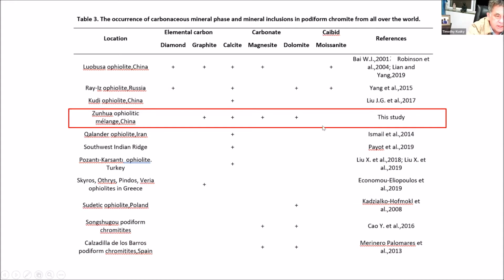Okay. So where do we find these kinds of carbonaceous mineral inclusions all over the world? This is the one we're looking at here, but all these other ophiolites over here, Luobusa is very well studied, Ray-Iz in Russia, Pozanti in Turkey, and all these other ones over here. They have carbonaceous inclusions. So inclusions in ophiolites and podiform chromites are telling us something about the carbon cycle on Earth. And some of them have yielded diamonds, particularly Luobusa. And we're finding amorphous carbon in the Archean. And we're just starting a more detailed study with one of our students, Huawei, who I think is probably, yeah, there he is. Hi, Huawei, I see your name there, who's looking at this.